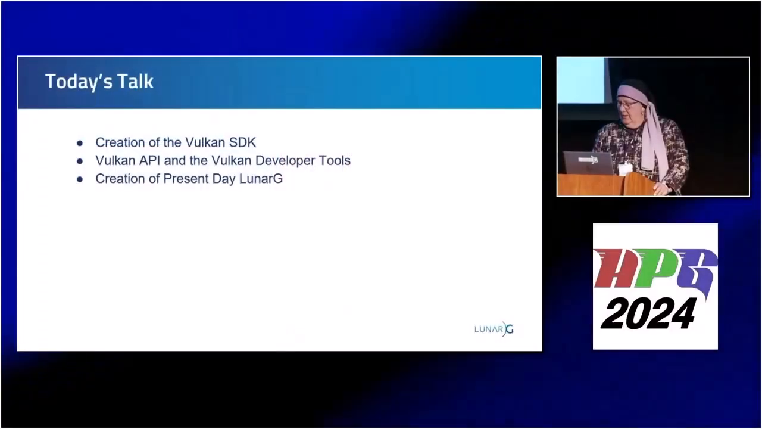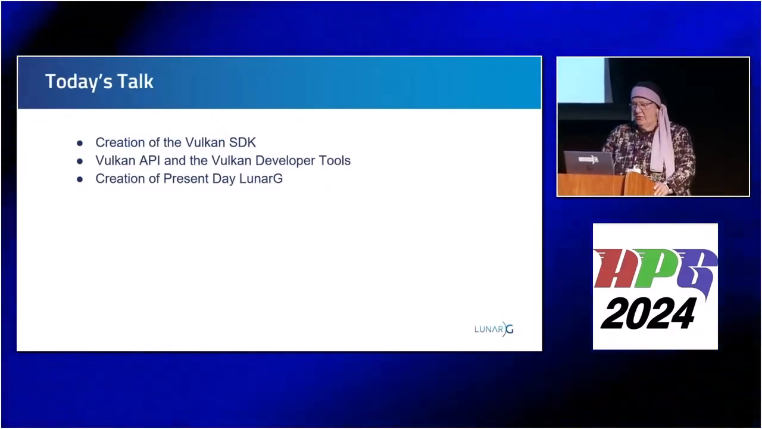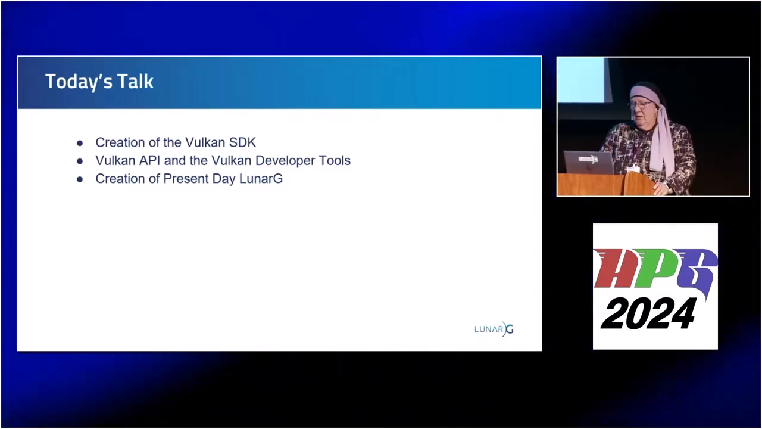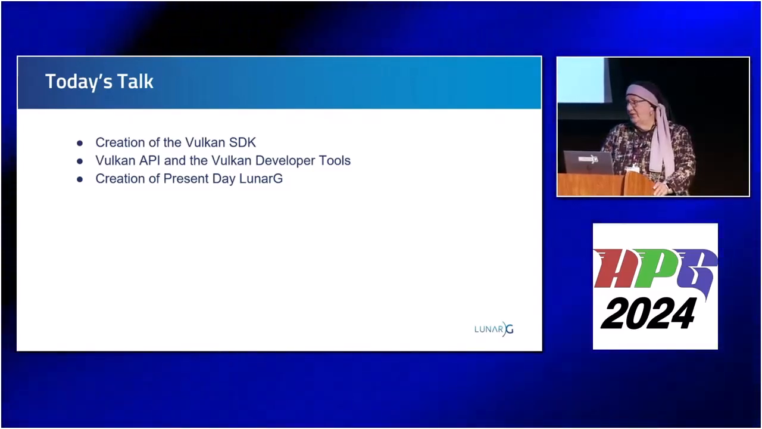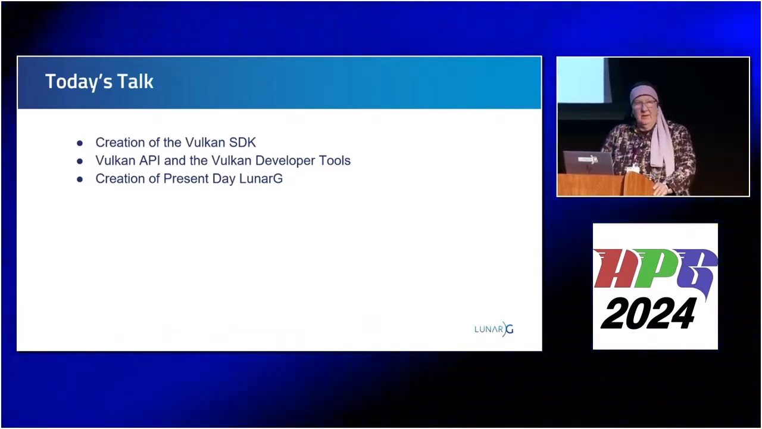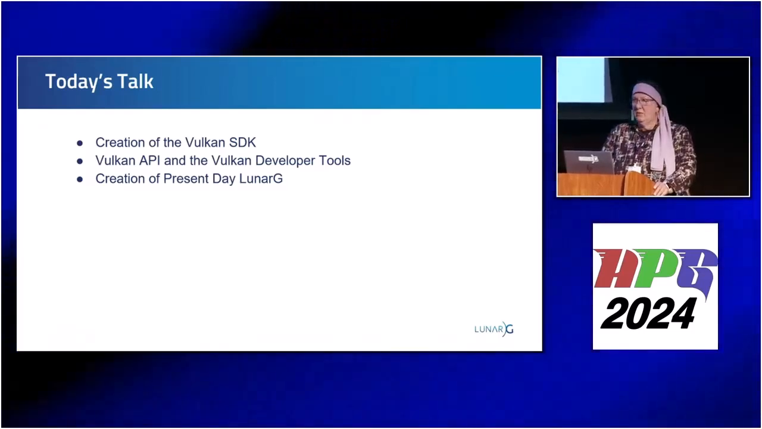But it's a story that I've just put my heart and soul into for the last 9 years, and it's just so satisfying to be able to tell this story right now. So, we'll get going. You're going to hear about how the Vulkan SDK was created. You're going to get some basics about the Vulkan API and the Vulkan developer tools. And I'm also going to tell you the story about how the present-day Lunar G was created.